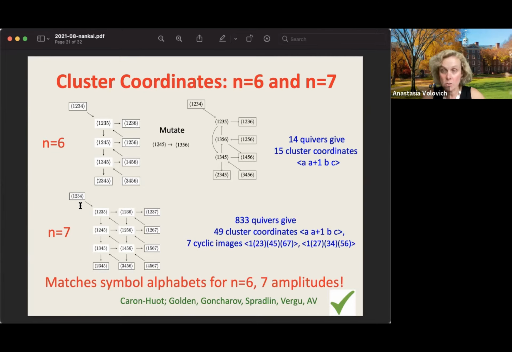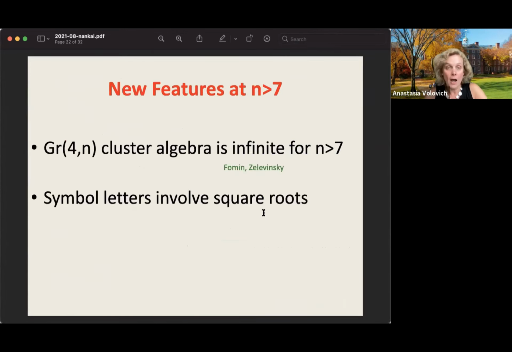Then you proceed further and do this for 7 points. The initial quiver looks like that. You have your rules, you pick all your coordinates, you do mutation, and in this case you get 833 quivers and you produce all your 49 cluster coordinates. There are 35 Plückers and 14 quadratic ones. This is a completely independent mathematical construction, very well known to mathematicians, which we can now apply to produce the alphabet that we got from amplitudes. This was very exciting until we started generalizing it to 8 points.